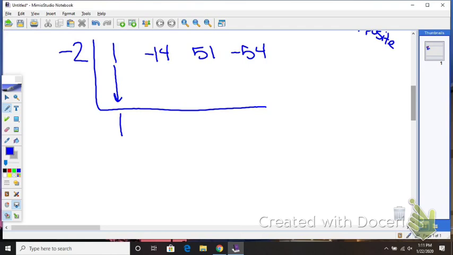Step 2, we're going to take this 1, and we're going to multiply it by negative 2. 1 times negative 2 is? Negative 2. We're going to place that number underneath the number that's in the next column. Then we're going to combine straight down. So negative 14 plus a negative 2 is negative 16.